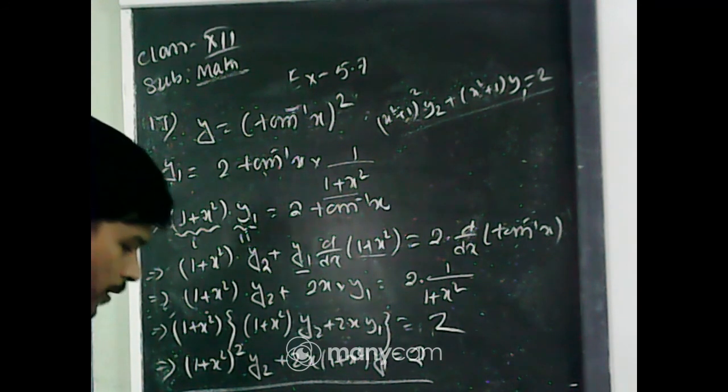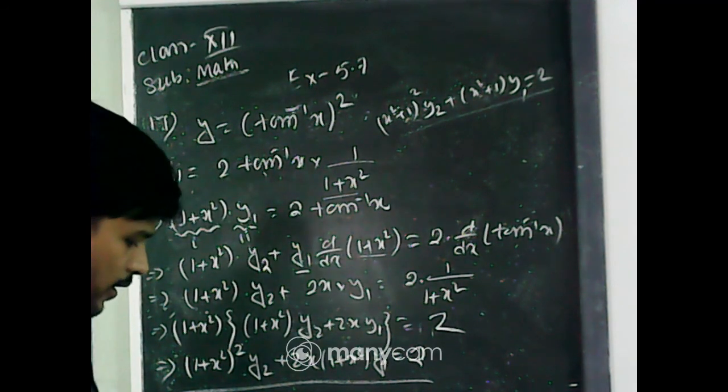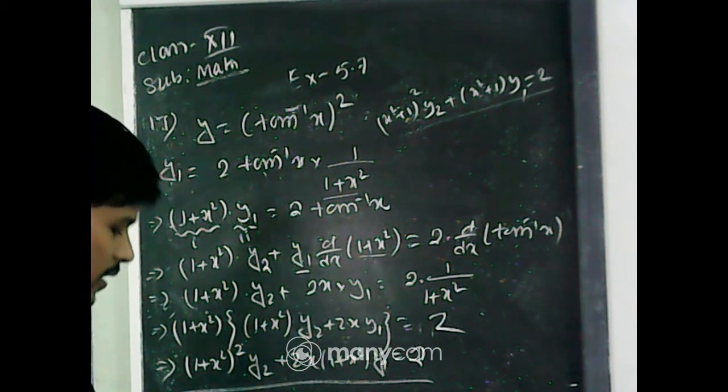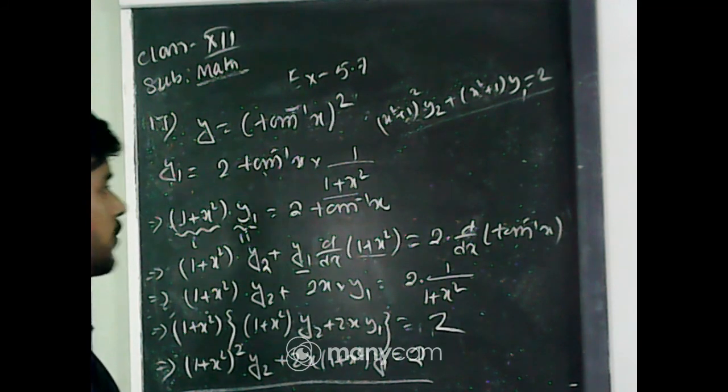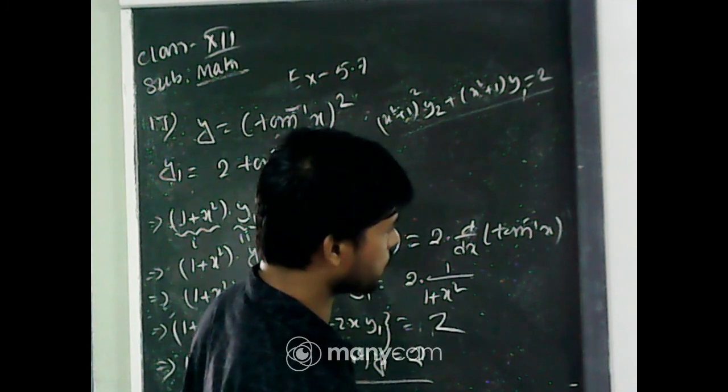Okay, so we have completed exercise 5.7. Next class we will start the miscellaneous exercise from this chapter, because Rolle's theorem and the mean value theorem are deleted from your syllabus, so we will not do that.